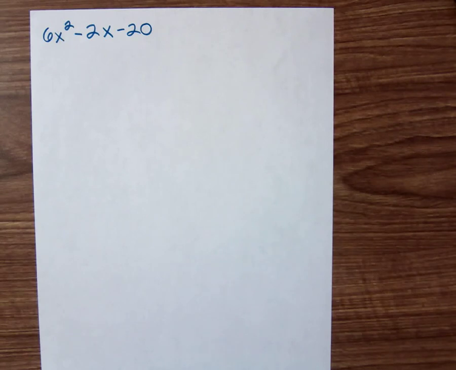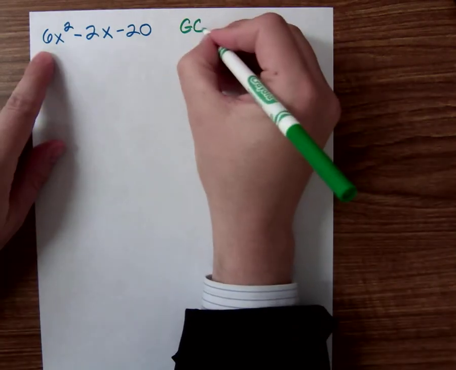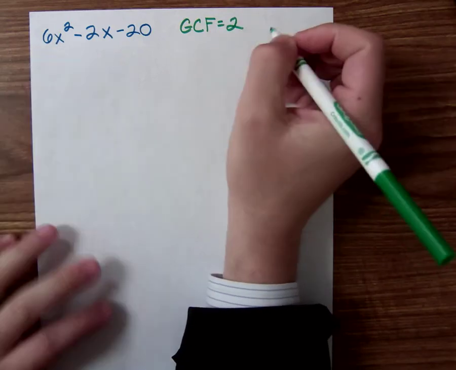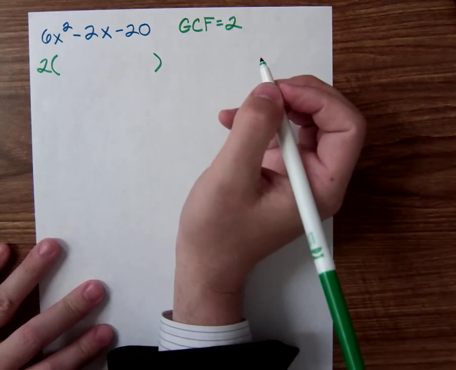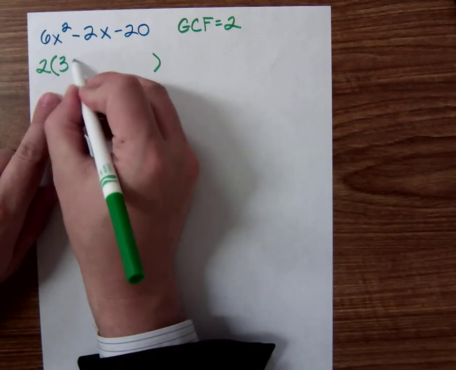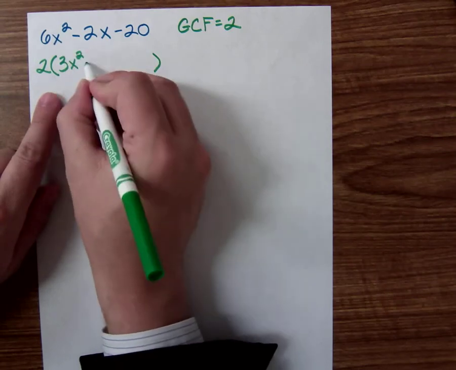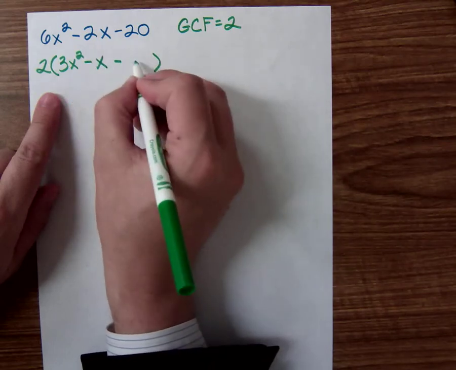Step number 1. The GCF. Is there a GCF? Yep, there is a GCF. You said -2. I'm not gonna do -2 because it doesn't start with a negative. I'm just gonna do 2. So 2 outside the parentheses. What would be left after I divided everything by 2? 3x squared minus x minus 10. So good.